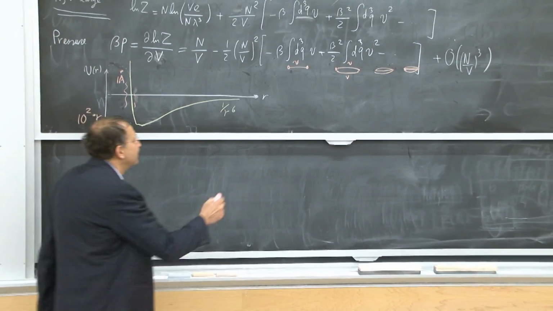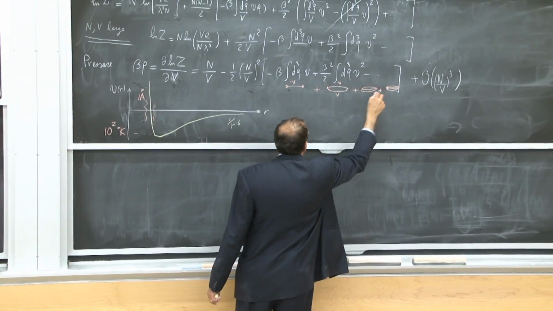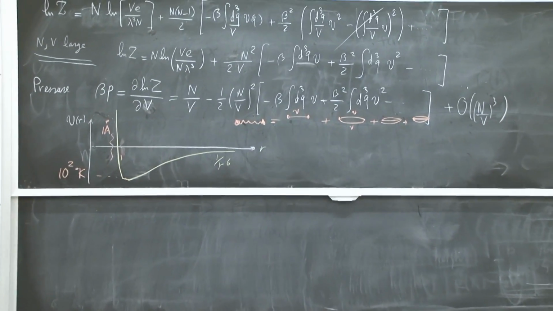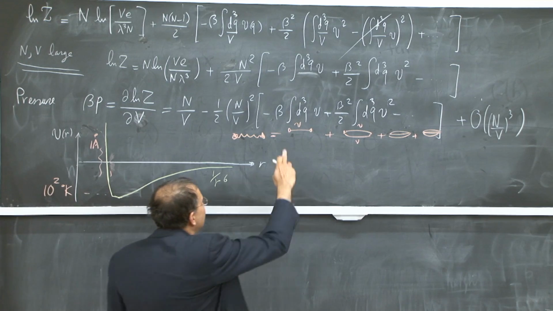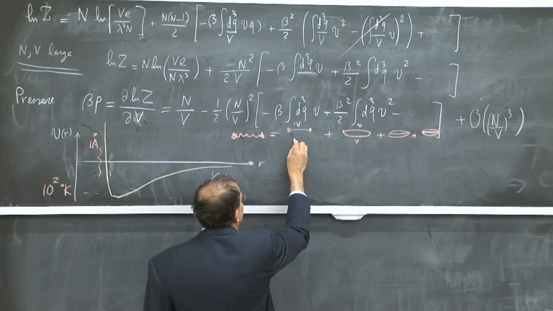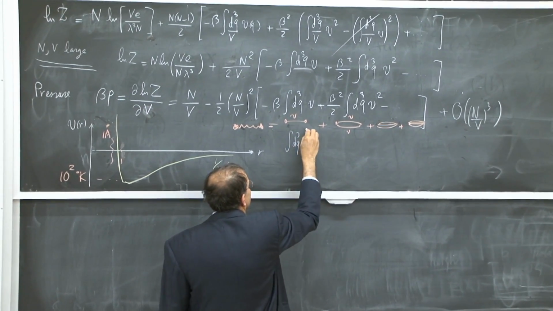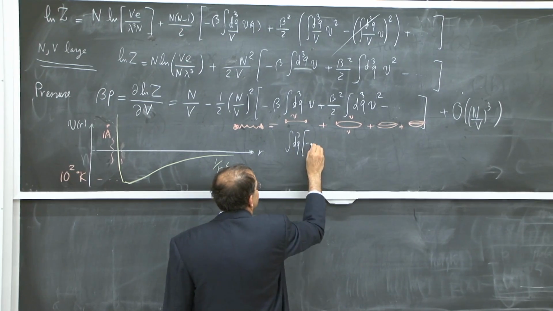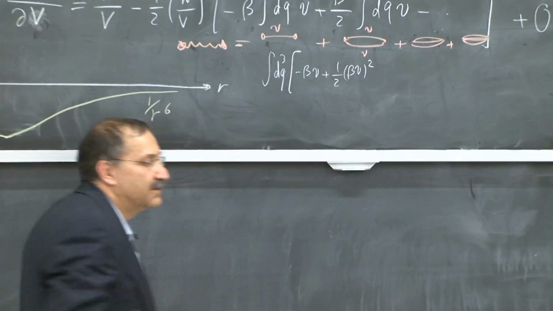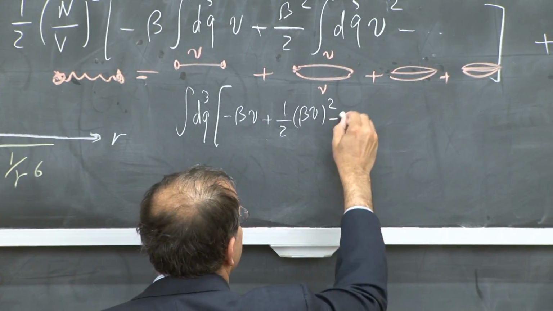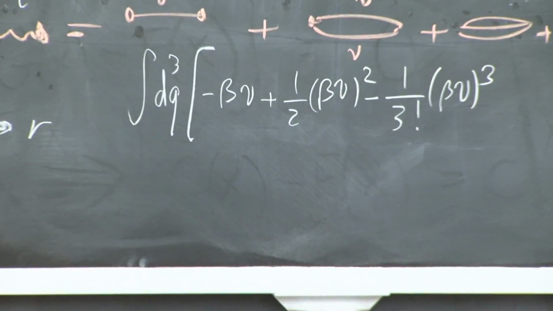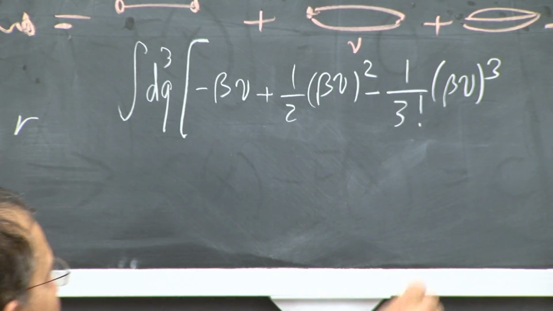And if you like, we can call the resulting object something else. And what is that something else? Well, what I have done is I have minus beta v, well, all of them. So what is this? It is the integral v cubed q. I have minus beta v plus 1/2 beta v squared. The next term is going to be minus 1/3 factorial beta v cubed, because it will come from the third order term in the expansion. And I can go on.